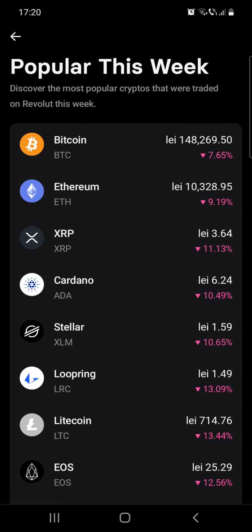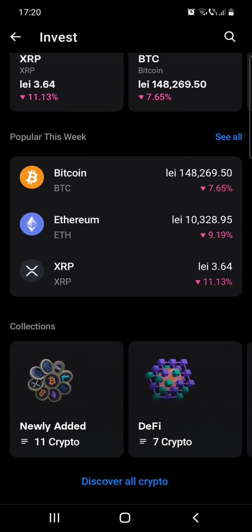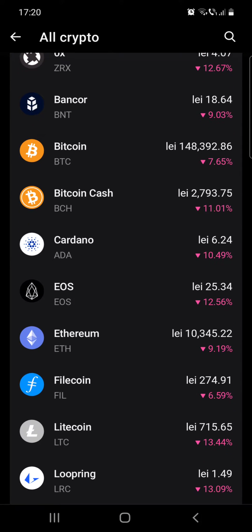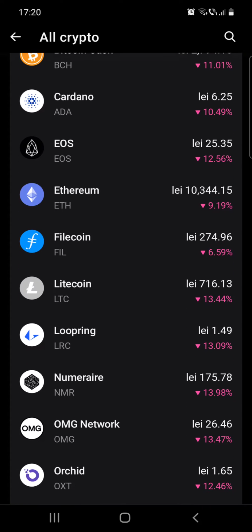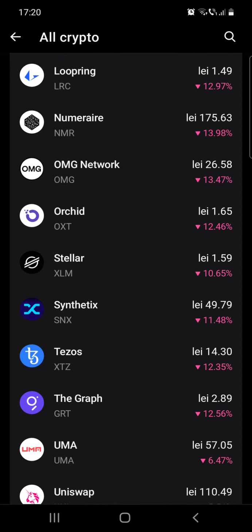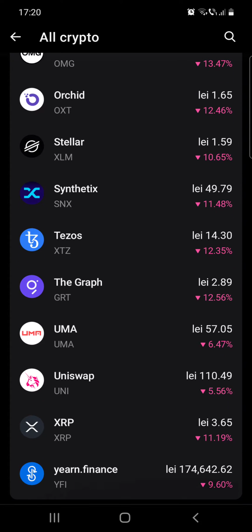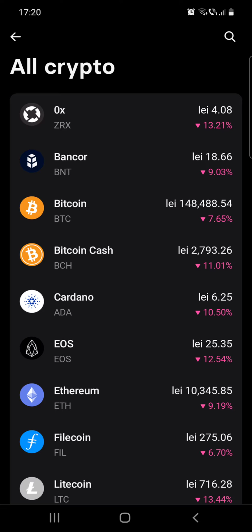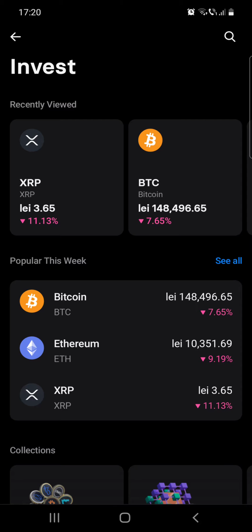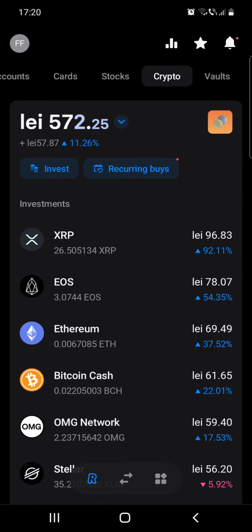These are not all. Where can we find all the crypto? Discover all crypto. Yeah, so they have 0x, Banker, Bitcoin Cash, Cardano, EOS, Ethereum, Filecoin, Litecoin, Loopring, Numerai, OMG Network, Orchid, Stellar, Synthetics, Tezos, The Graph, Yuma, Uniswap, Ripple, or Your Finance. So they have 21. That's quite nice lineup. So this is how you can trade crypto inside the Revolut app.